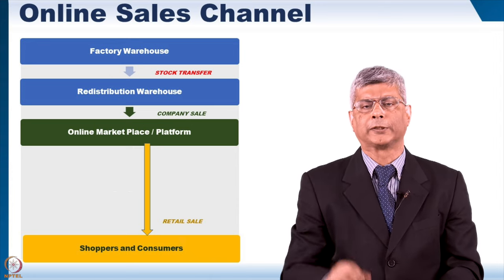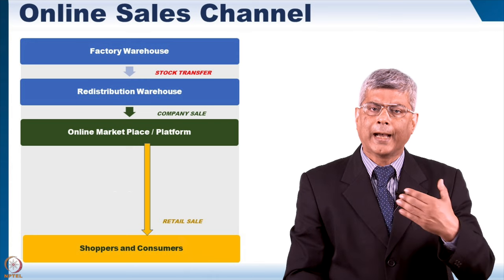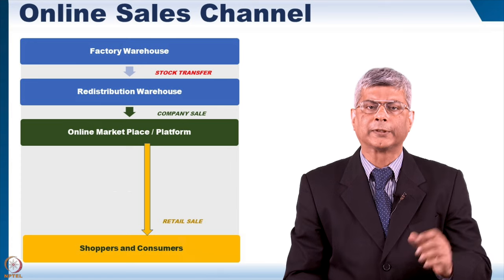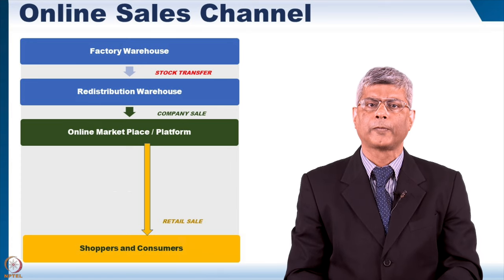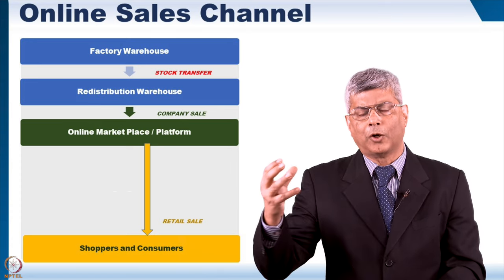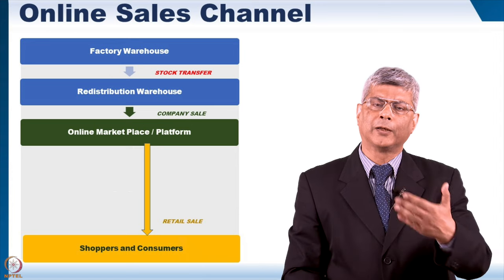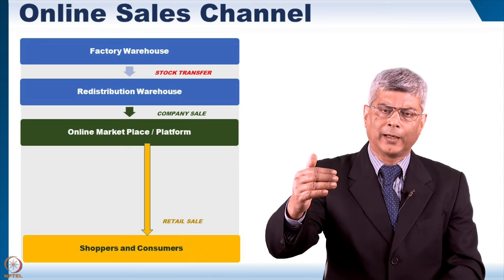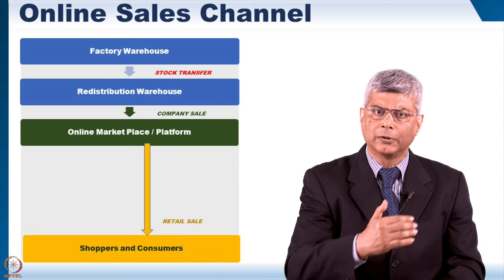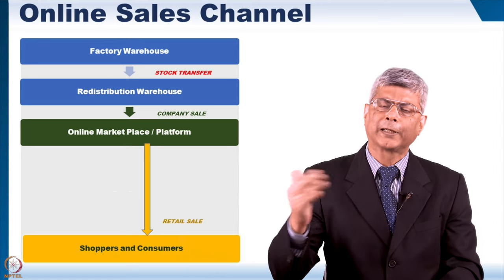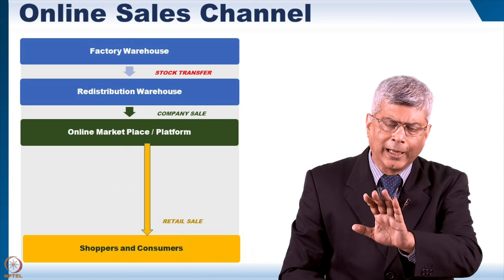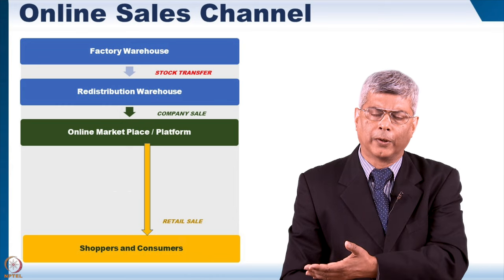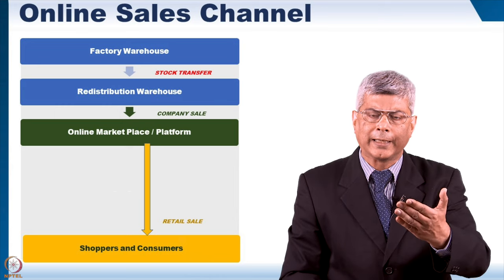So Amazon will also have warehouses across India. Flipkart will have warehouses across India. Nykaa may have warehouses across India. Myntra may have warehouses across India. The ITC online store may have warehouses across India. So those warehouses or distribution points will pick up from the company warehouse, and then they will advertise on the online channel, which is the Amazon page or the company website, and you and I can go and buy from there.